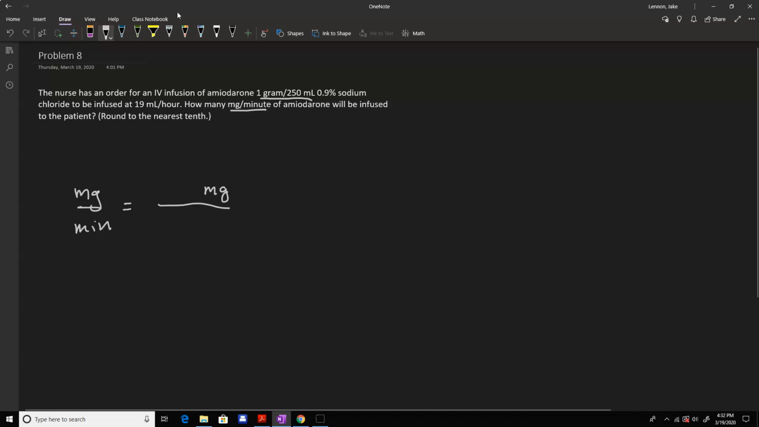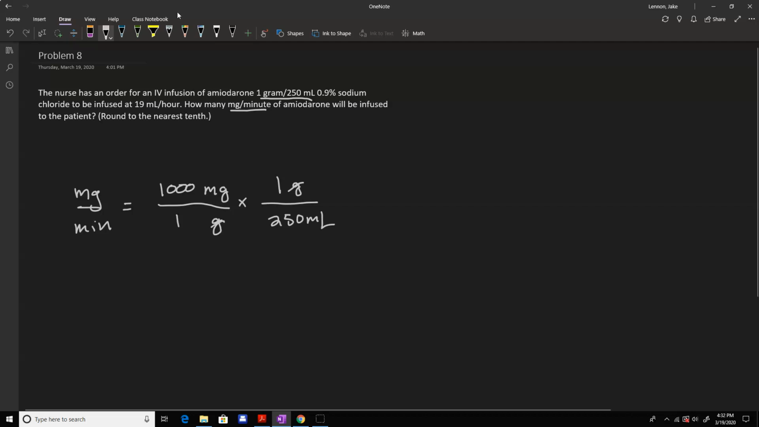So if we have milligrams here and grams here, I know that there are 1,000 milligrams in 1 gram. So then I can use the number in the problem. So I want to cancel grams. So I'm going to put the 1 gram on top and the 250 milliliters on the bottom. So now what happened, the grams are gone and I have the milligrams on top the way I wanted to.